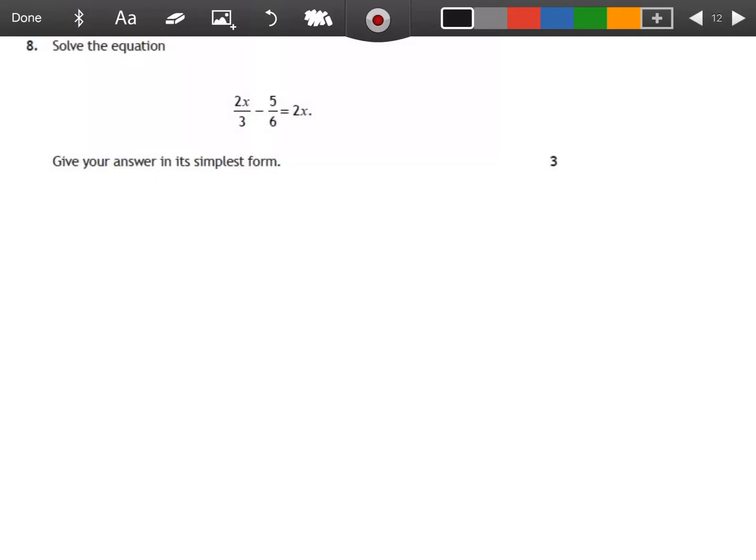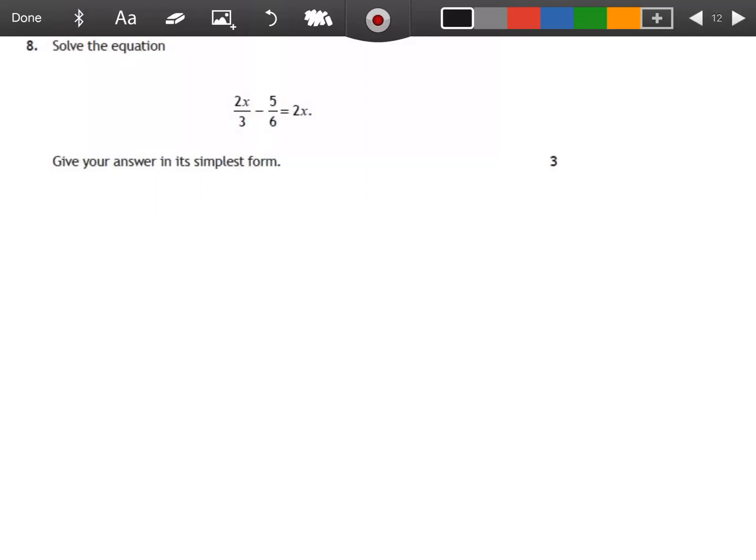Hi and welcome back. This is part 2 of the 2016 paper 1 non-calculator paper. We'll do the last 5 or 6 questions of the paper and then you will try the questions that follow. And remember to submit your work onto Notebook for your teacher to have a look at.